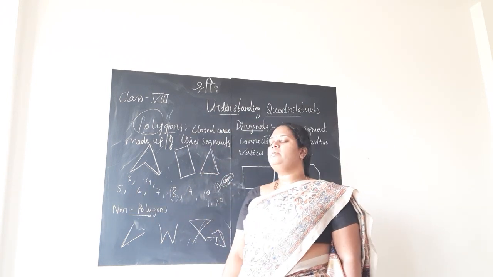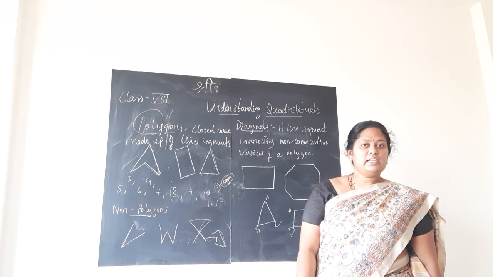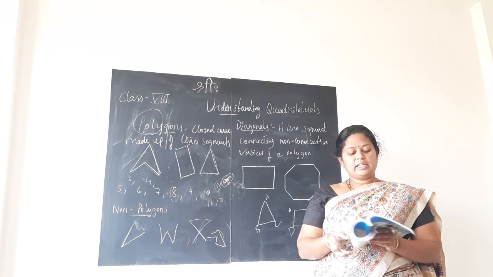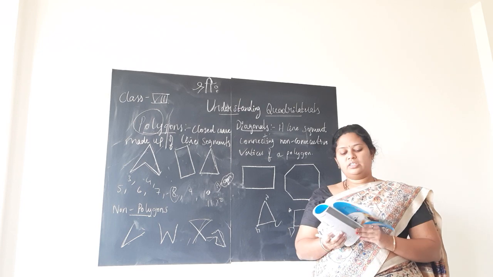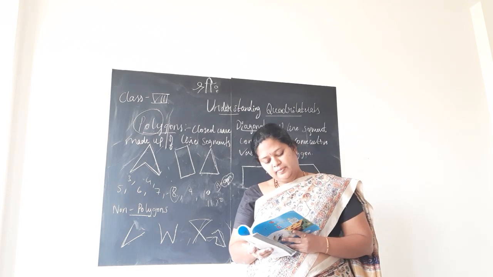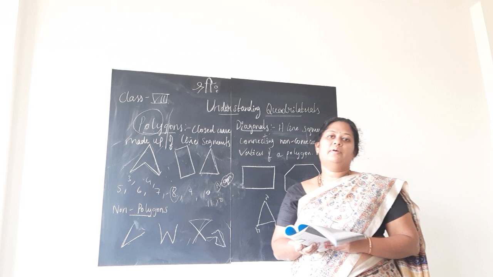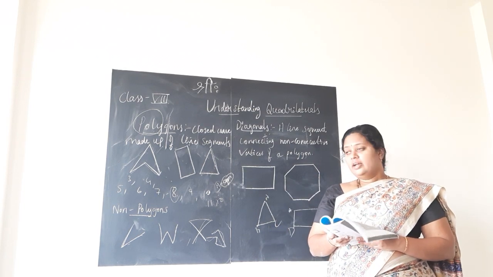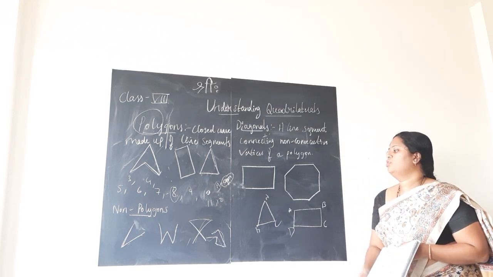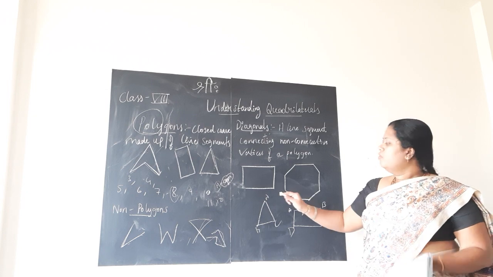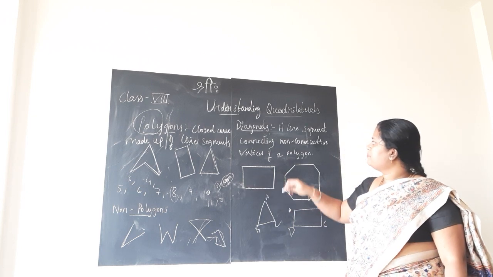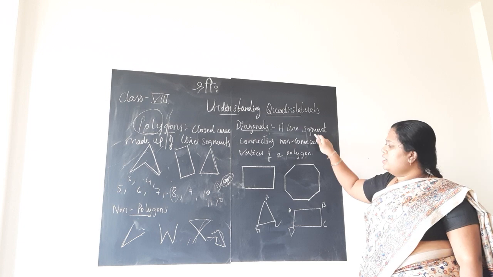So polygons are classified based on the number of vertices and number of angles they have, and you can have a glance at this table, and I want you to write this table as well in your classwork. Next, they have introduced the concept of diagonals to you. What is a diagonal? It is also a line segment.